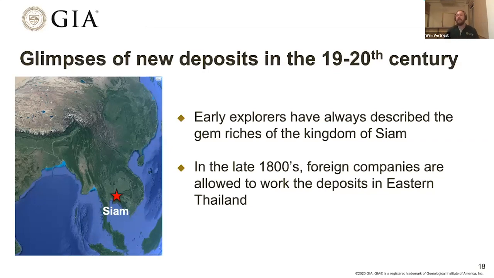And already in the late 1800s, we can find documented evidence that foreign companies were allowed to work ruby and sapphire deposits in East Thailand with various degrees of success. So those stones were coming into the market, and the fact that they were being worked by foreign companies means that a lot of these rubies came to the consuming market of that day, which was mainly in Europe. So a lot of these stones showed up in Europe.